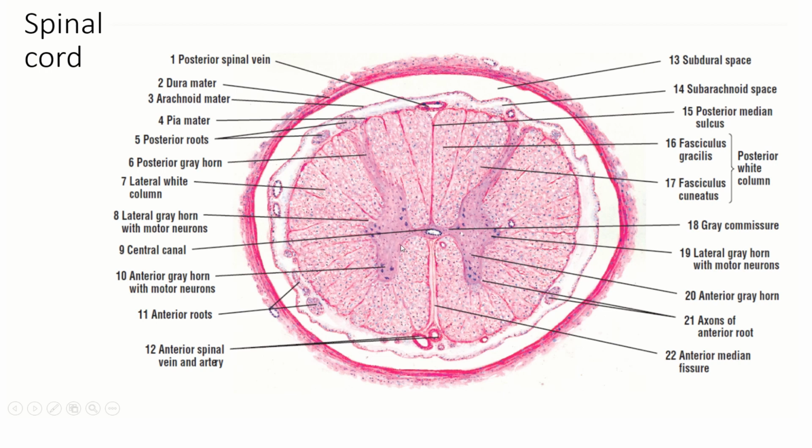Now we'll go ahead and deal with how the spinal cord appears at different levels, like the cervical region, thoracic region, lumbar region, and sacral region.